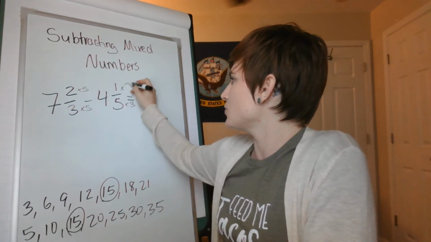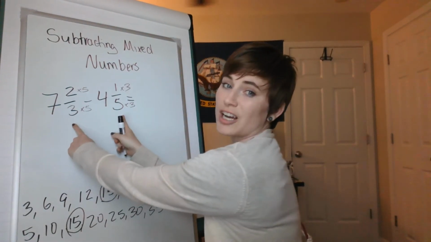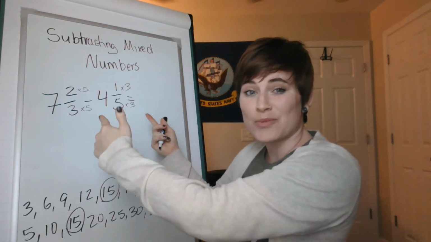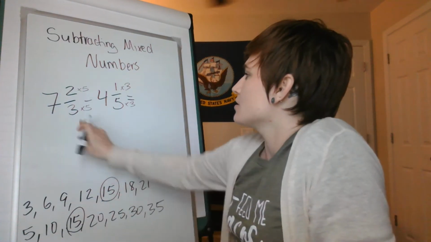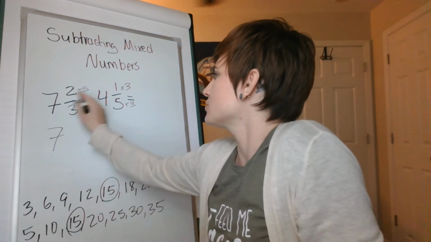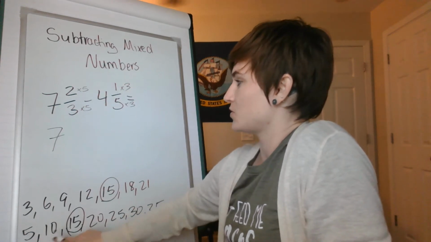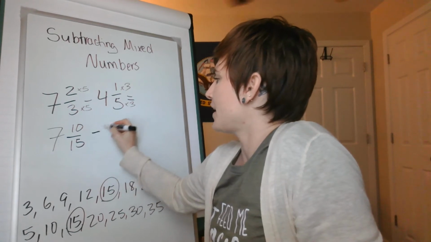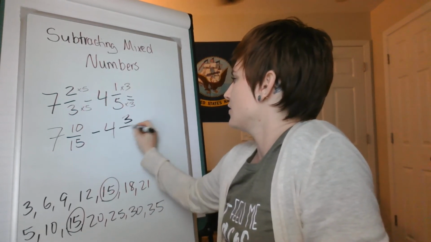And the reason I have you do it this way is, yes, it's easier sometimes. Just multiply your two denominators. That's the easiest way to do it. But sometimes that's not the least common factor. So it's good practice to go through your factors. So you have 7, 2 times 5 is 10. In case you forget, 1, 2, 2 times 5, 10 over 15, minus 4 and 3 15ths.